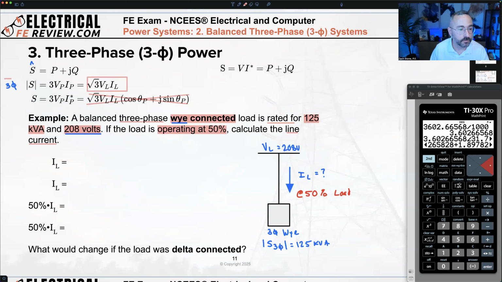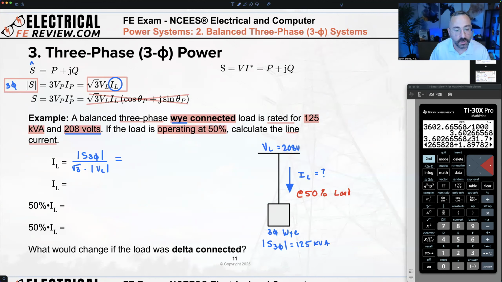Three-phase apparent power, three-phase magnitude of complex power, equals square root of 3 times line voltage magnitude times line current magnitude. So let's try that first, solving for my line current. Line current equals three-phase apparent power divided by square root of 3 times line voltage. We're solving for the line current magnitude, and everything else is given to us. So line current magnitude equals three-phase apparent power on top, divided by square root of 3 times the line voltage magnitude.